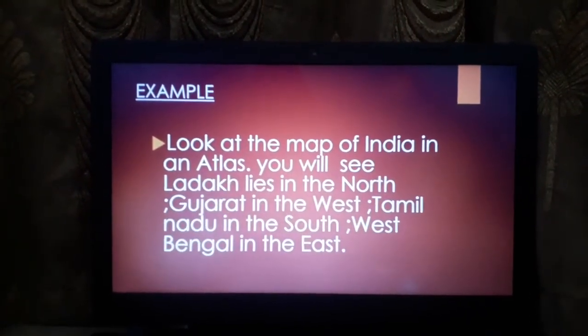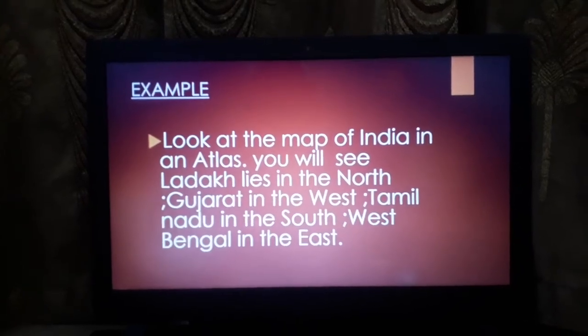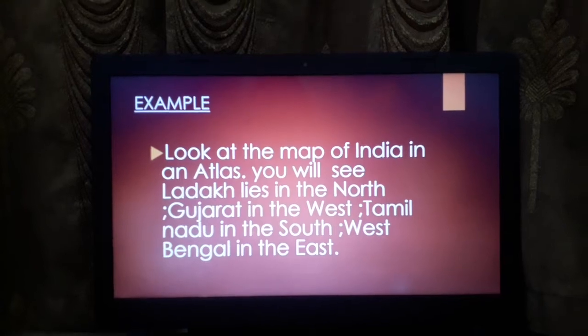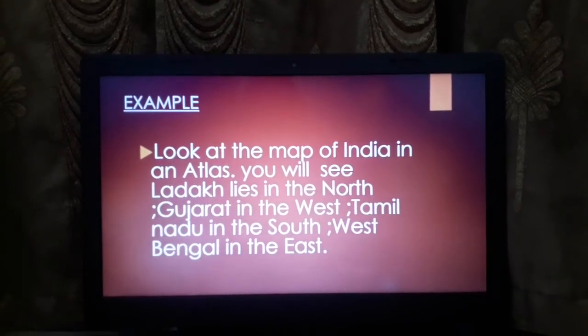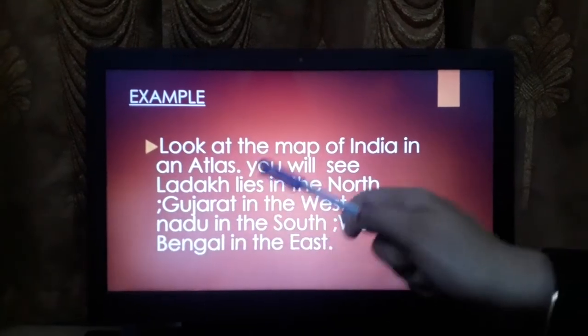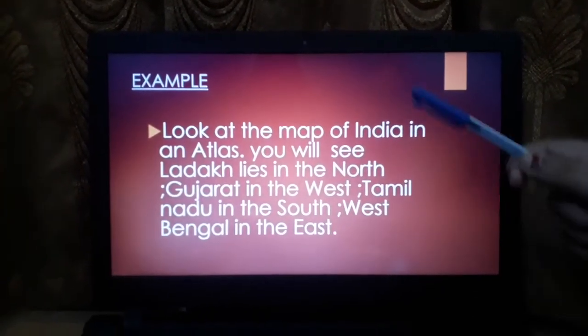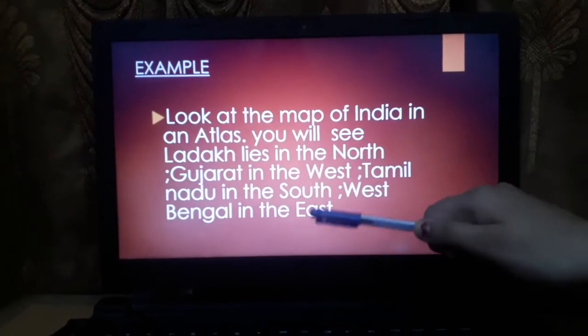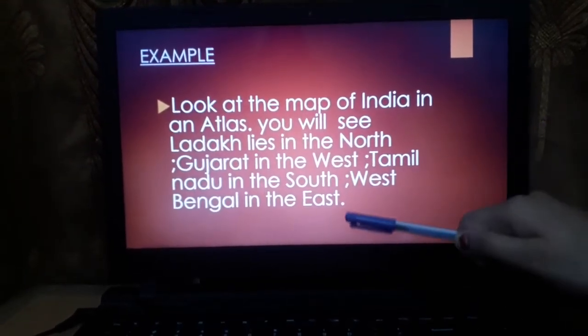You have to look at the map of India in the book Atlas. Students, you know what is Atlas? Atlas is basically a book of maps. So when you see Atlas, you will see that Ladakh lies in the north direction, Gujarat lies in the west direction, Tamil Nadu in the south and West Bengal in the east.